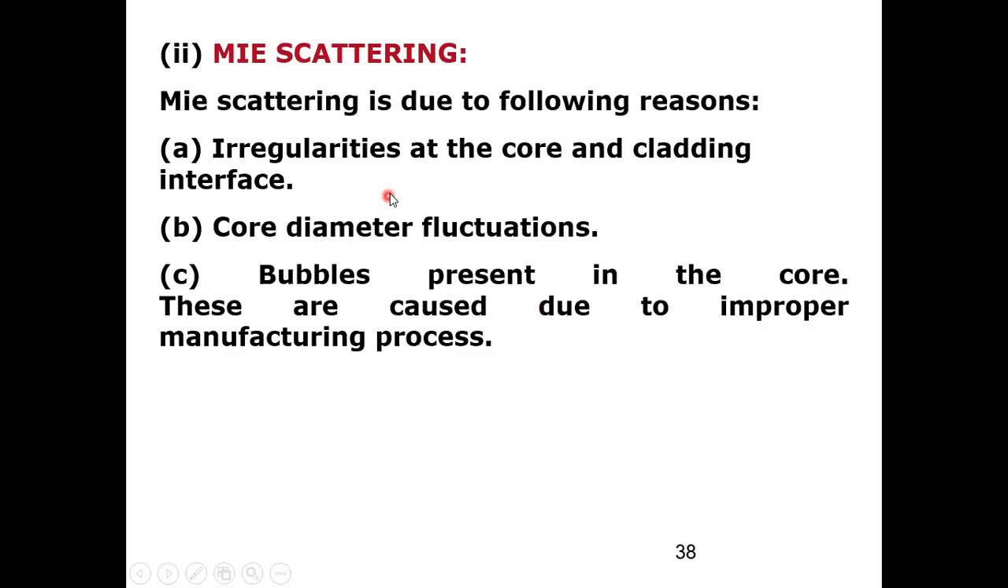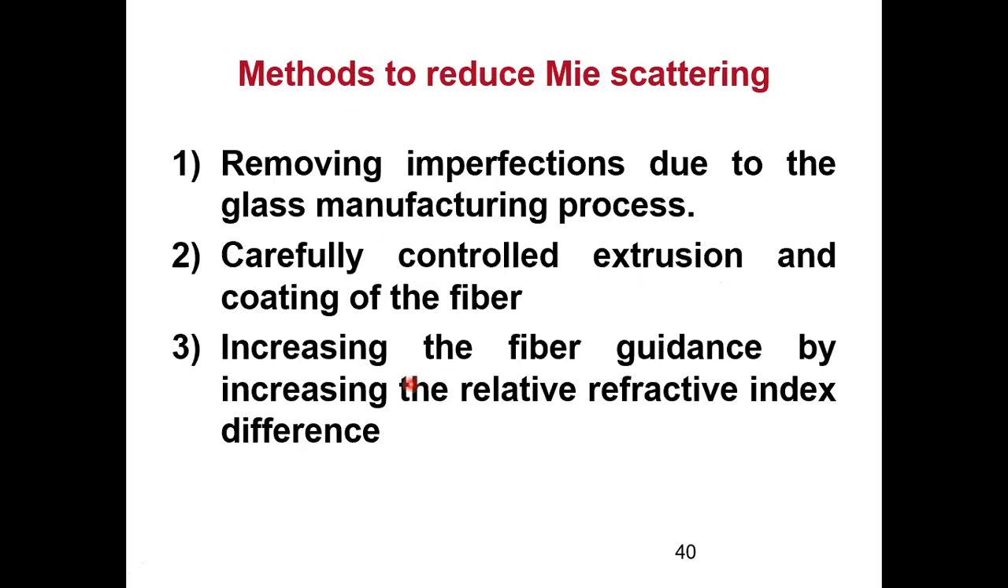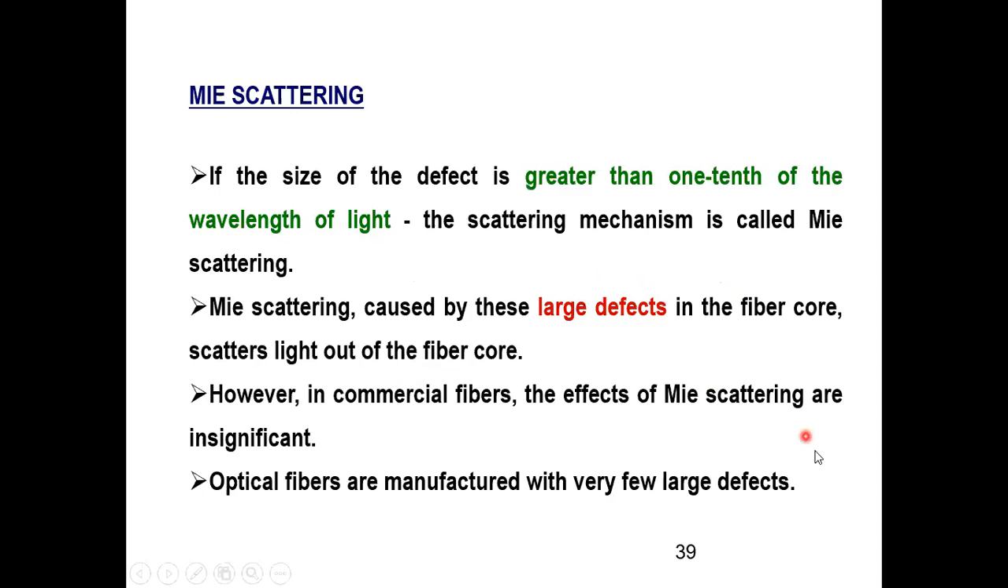देखो क्या-क्या defect था? Irregularities at the core-cladding interface, core diameter fluctuation, bubbles present in the core. So now if I have a proper fabrication technique, why will there be core diameter fluctuation? अगर 8 micrometer का core है तो वो हो सकता है. हाँ, might be some bubbles are present because of that oxyhydrogen torch, which I cannot avoid. Okay, so that's why the effect of Mie scattering is less in commercial fibers, because we don't manufacture fibers having very large defects. So this is pointing out that it is a large defect.